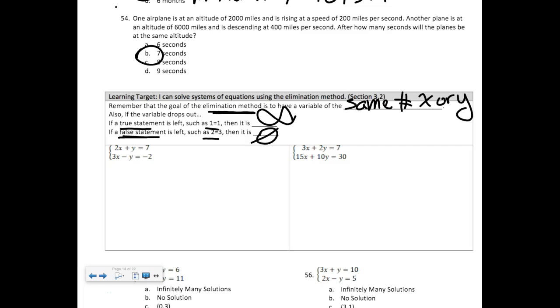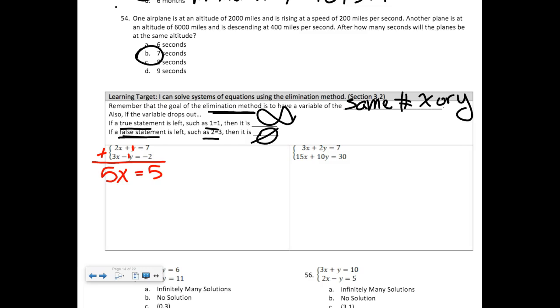Okay. So if I look at this first one on the left, I see that my y's both have a 1 in front of them. 1 is positive, 1 is negative. So what I'm going to do is I'm going to add these 2 together. And when we add these 2 together, I'm going to have 2x plus 3x, which will give us 5x. Our y's will cancel or they'll eliminate. And then over here I have 7 plus negative 2, so I'm going to have 5.